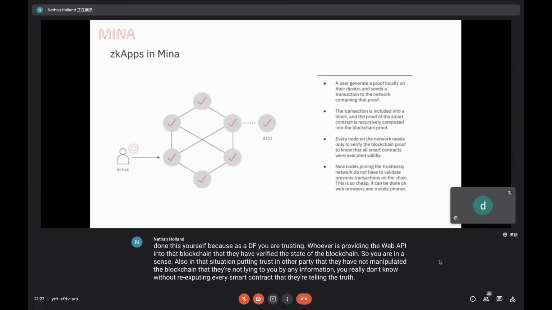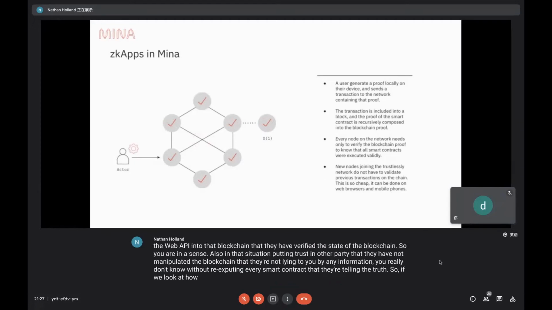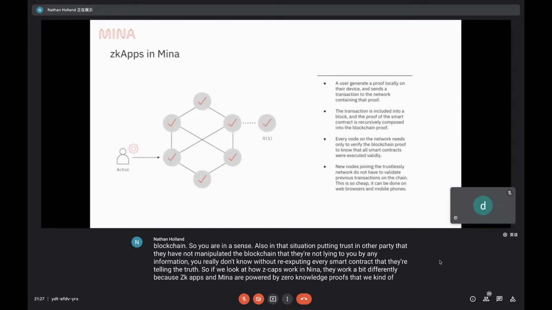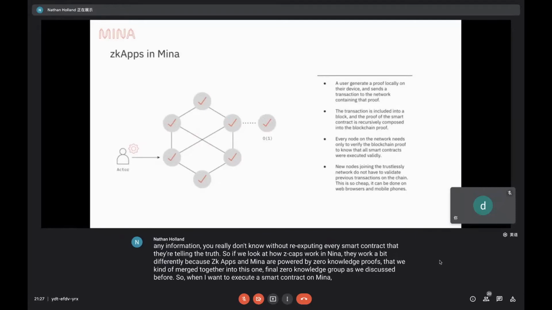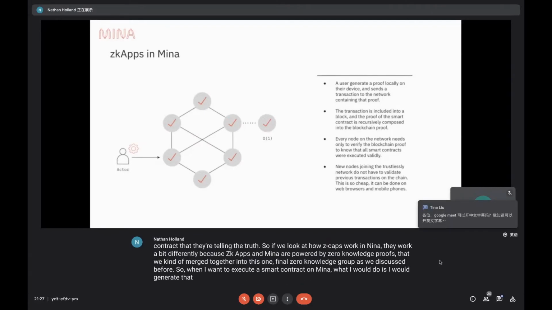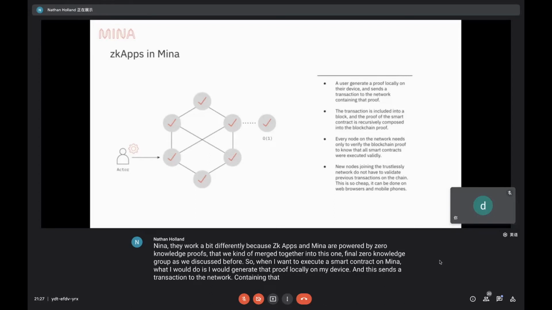So if we look at how ZK apps work in Mina, they work a bit differently because ZK apps and Mina are powered by zero-knowledge proofs that we kind of merge together into this one final zero-knowledge proof, as we discussed before. So when I want to execute a smart contract on Mina, what I would do is I would generate that proof locally on my device. And this sends a transaction to the network containing that proof.